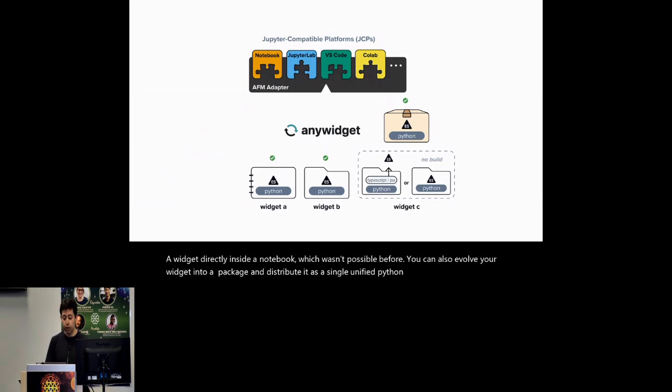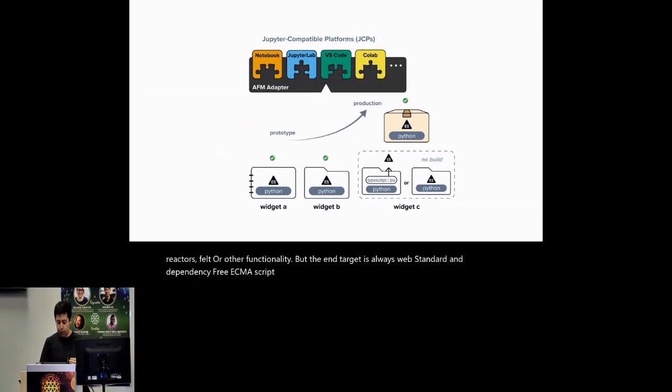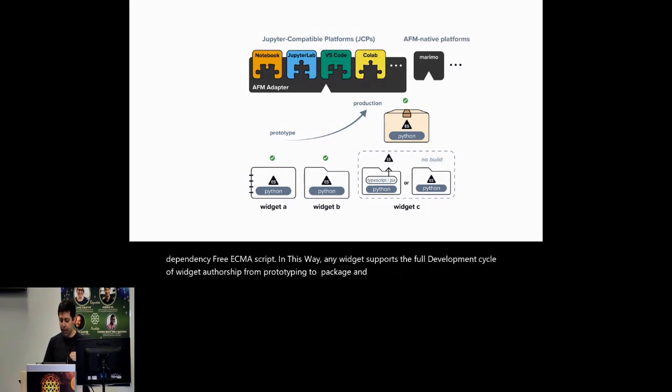And you can choose to even adopt front-end build tooling in order to leverage advanced frameworks like React or Svelte or other functionality. But the end target is always web standard and dependency-free ECMAScript. In this way, AnyWidget supports the full development cycle of widget authorship from prototyping to mature package. And furthermore, new platforms can and are adopting the AnyWidget front-end module ES standard to support a widget plugin system, which is allowing AnyWidgets to work in places where even classic Jupyter widgets did not.